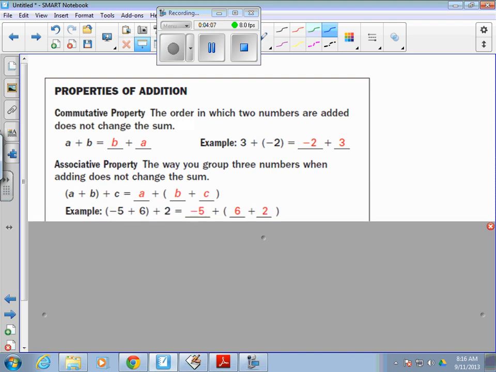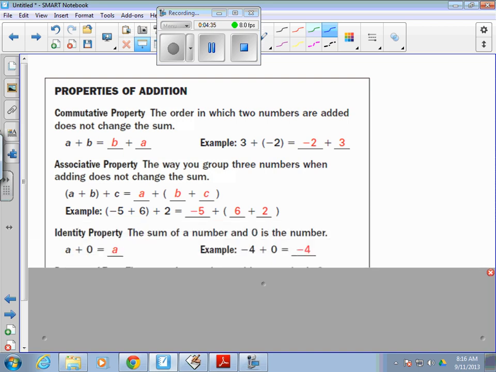The associative property is how the numbers associate with each other. A plus B, plus C, when A and B are in parentheses first, is the same thing as A plus B plus C with B and C in parentheses. So -5 plus 6, in parentheses, plus 2, is the same thing as -5 plus 6 plus 2, with 6 and 2 in parentheses. They're just associating in a different order.